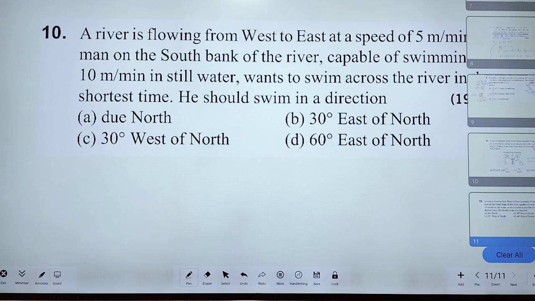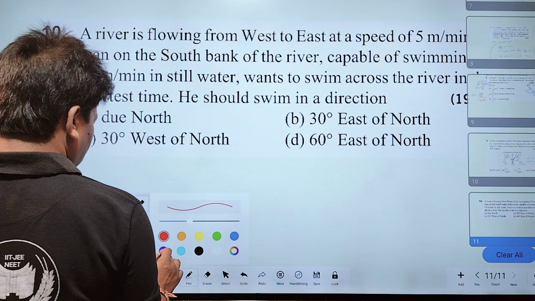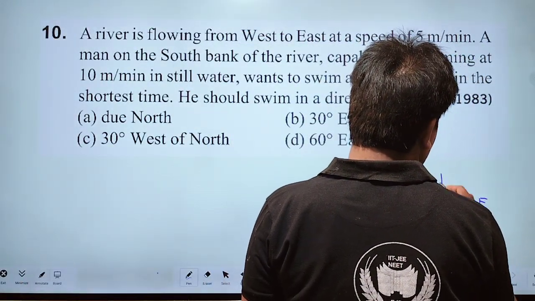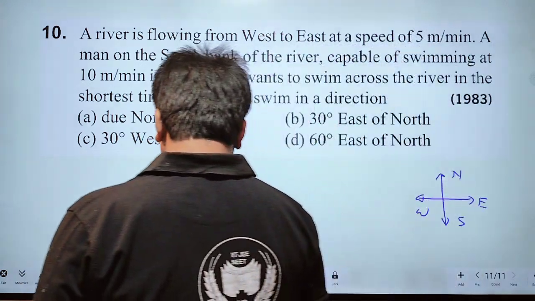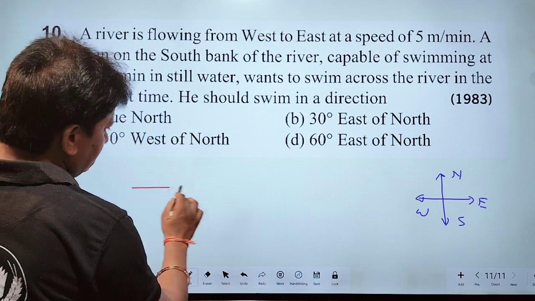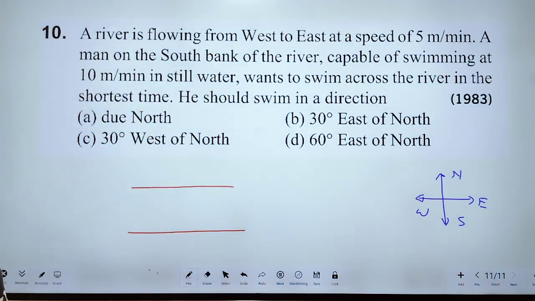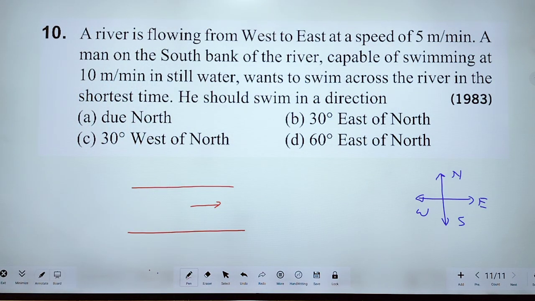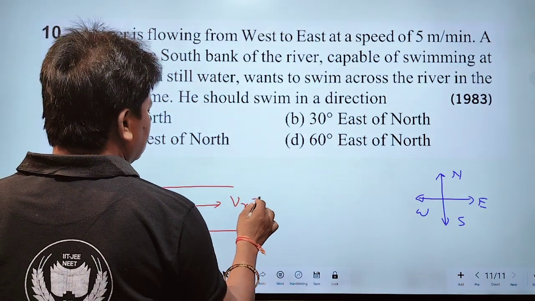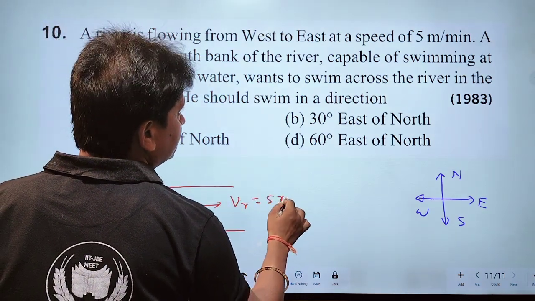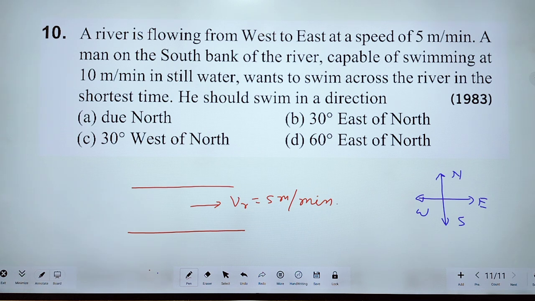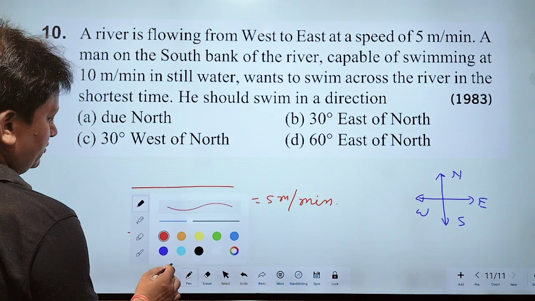A river is flowing from west to east. This is east, this is west, and this is north, and this is south. River is flowing in this direction, from west to east, at a speed 5 meter per minute, not per second. This is Vr. A man on the south bank of the river.